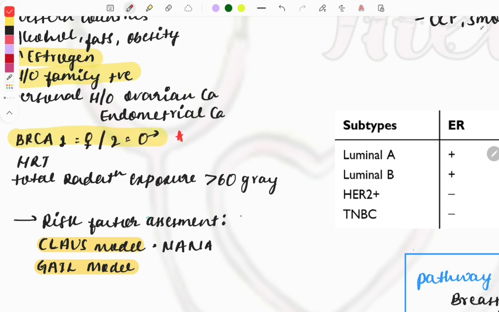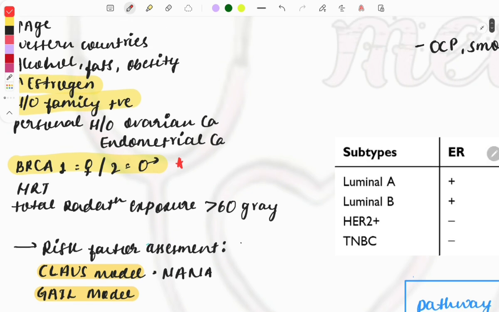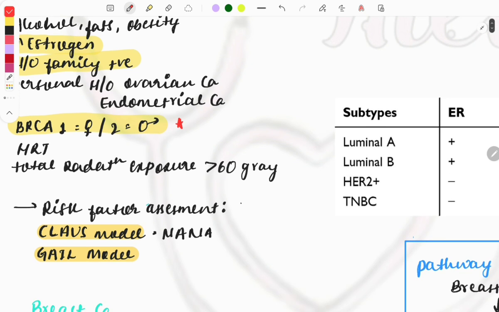So, must know topic. Okay, frequently questions have been asked on this, like simple one liners have also been asked: which of the following mutations will be most commonly associated with breast cancer in the female? So it will be BRCA1 in the females and BRCA2 in the males. Okay, so BRCA mutations again important, HRT important, then radiation exposure.